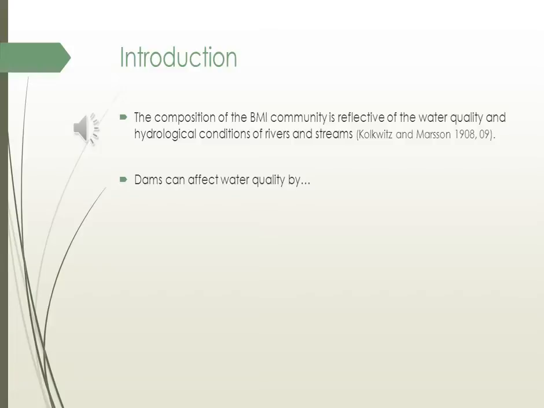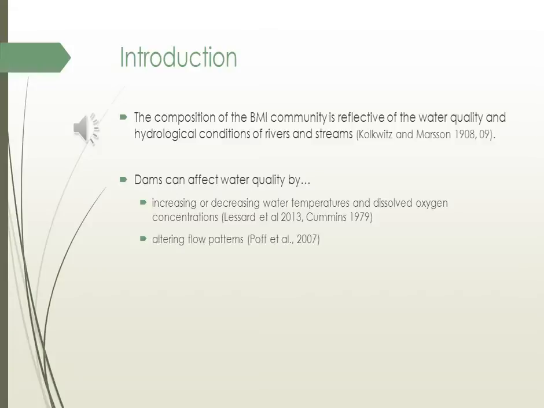Now, we know that dams can affect water quality by increasing or decreasing water temperature, depending on if your outflow is at the top, surface waters would be warmer, or if it's from the bottom, the temperature can actually be cooler. Dams can affect dissolved oxygen concentrations. They can alter flow patterns depending on when releases occur. They, of course, prevent transport of sediment and other materials downstream.